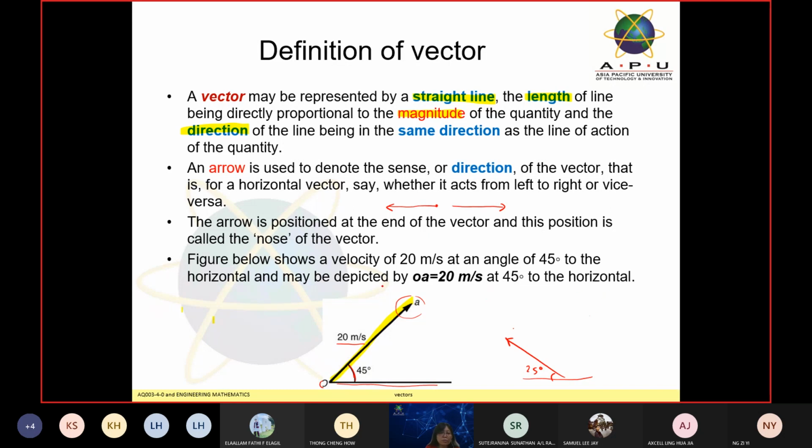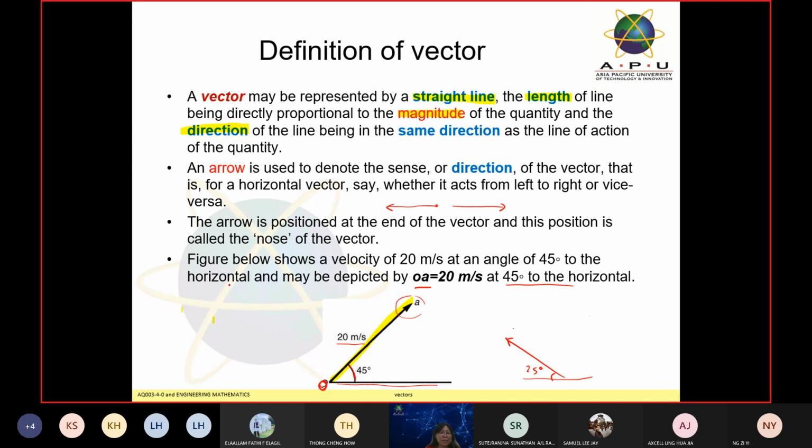So we can also describe it as OA. The whole thing is a vector, represented as a velocity. We can also show the direction, because here is the origin, then coming to here, let's say it's A. So we can define the whole line as OA equals 20 meters per second at 45 degrees to the horizontal, which describes the direction.